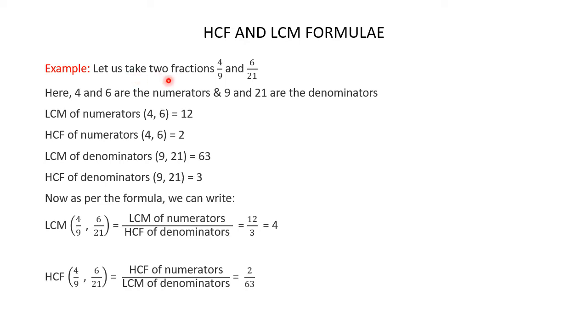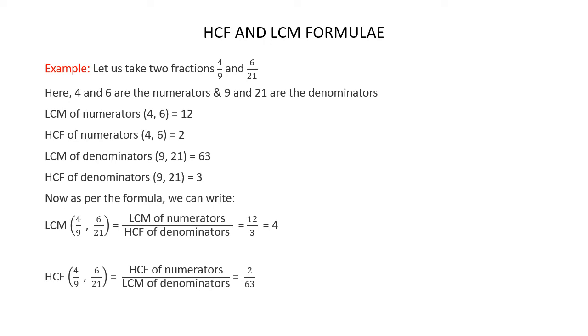Let's take the two fractions 4 by 9 and 6 by 21. Here 4 and 6 are the numerators of the fraction. 9 and 21 are the denominators of the fractions. First, find the LCM and HCF of the numerators. Then find the HCF and LCM of the denominators by any of the three methods, either by listing out the common factors, or by prime factorization method, or by division method.